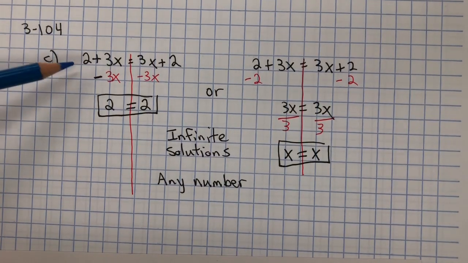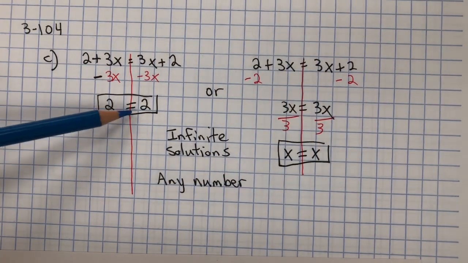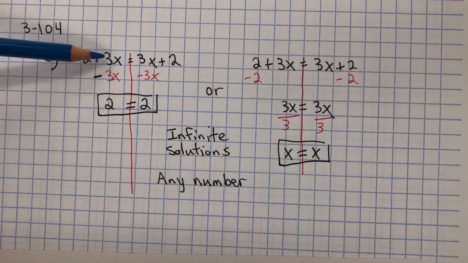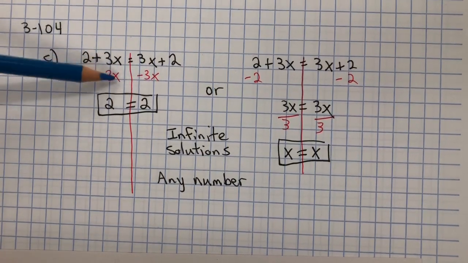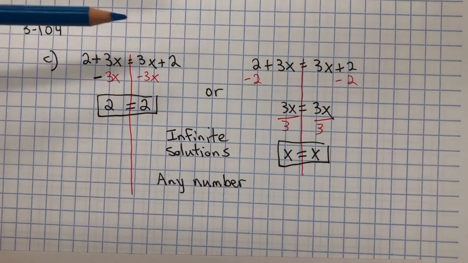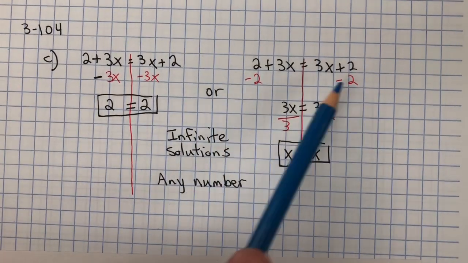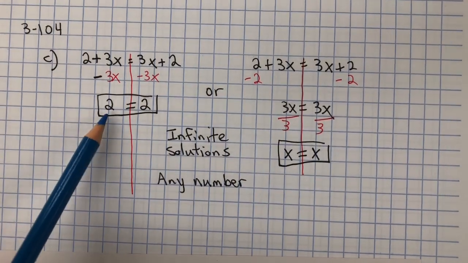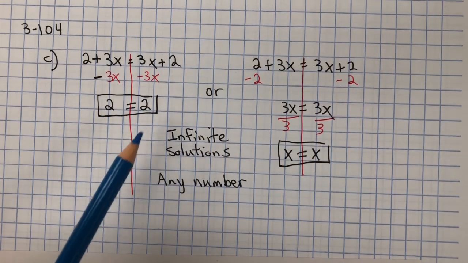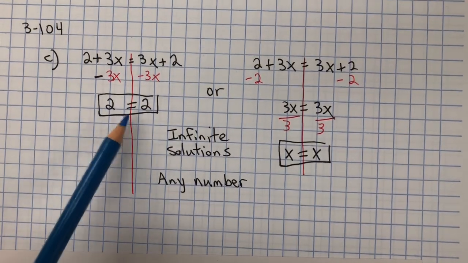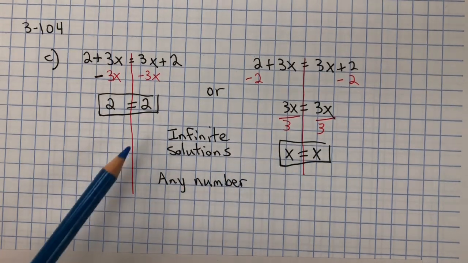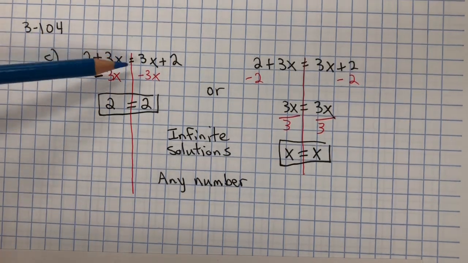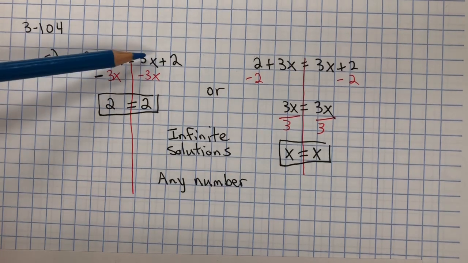For C, when I simplified the equation, I got 2 equals 2. That's if I got rid of the variables from each side. I eliminated the variables. But if I subtract 2 from both sides and simplify the equation, I get x equals x. So if you ever get the left side and the right side having the same terms, 2 equals 2, or x equals x, it's going to have infinitely many solutions, or any number will make this equation true if I plug in for x.